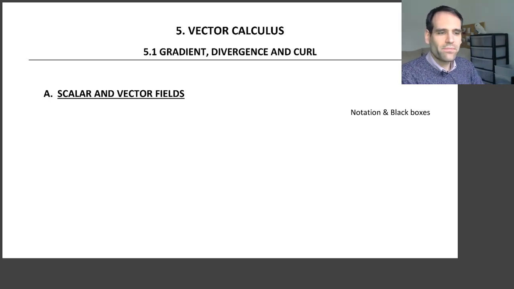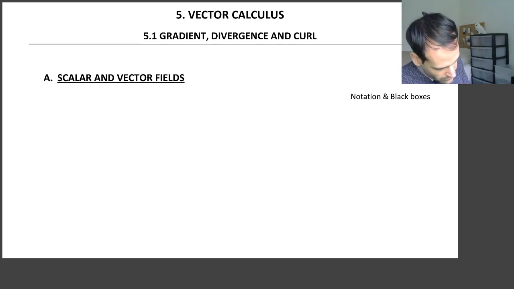So let's begin chapter 5.1 by looking at scalar and vector fields. This is going to be a refresher because I realize that I have already talked about these concepts, but it is convenient to talk about it again, to refresh it, and to introduce the notation that I will typically use during this chapter. Okay? So let's start with the concept of a scalar field.